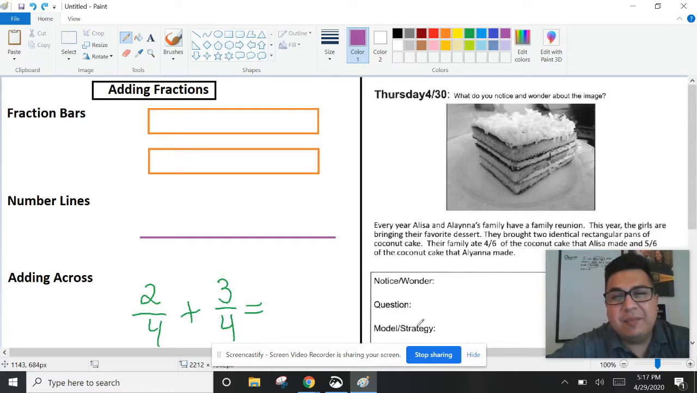I'm going to go ahead and go over your Thursday assignment in your packet. The first thing you're going to do is your notice and wonder, which is this Thursday 4:30 problem. You're going to write down everything that you notice and you wonder. So you can start with the image and start writing the things that you notice.